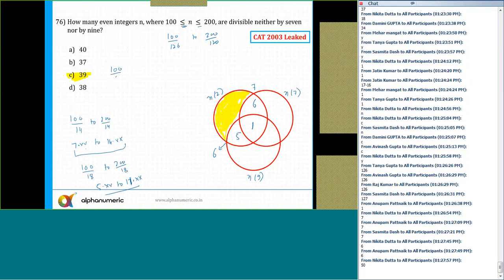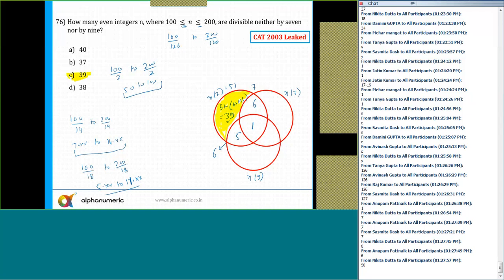So 100 by 2 to 200 by 2, which means 50 to 100, including both the 50 as well as 100. So there are 51 numbers. The answer is 51 minus 6 plus 1 plus 5. So 51 minus 12, which is equal to 39. So the correct answer is 39.